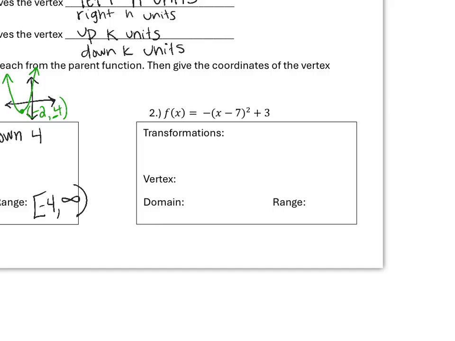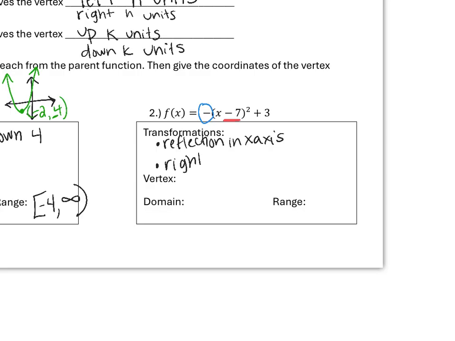And then number 2, in terms of transformations, we have this negative sign, which is going to be a reflection in the x-axis. So it's going to flip my parabola upside down. We have a horizontal shift, and this is going to go right 7 units. And we have a vertical shift, which will move up 3. So the vertex here, after we move right 7 and up 3, will be at 7, 3. So something like this. And because of that reflection, our parabola is going to be facing concave down.